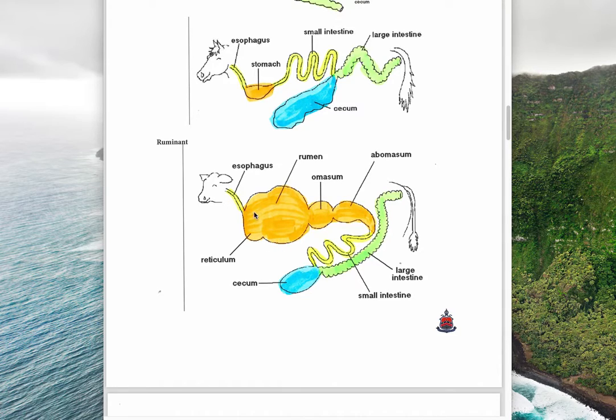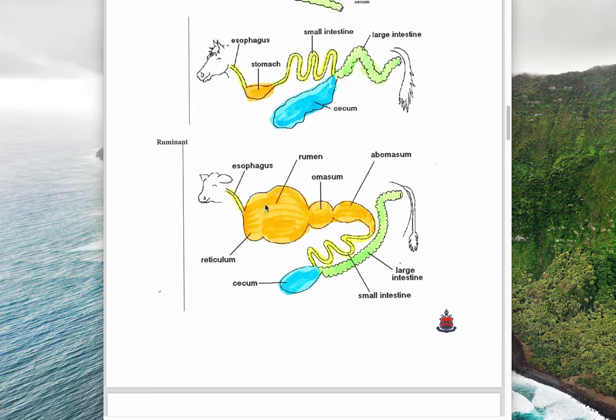So the first one that it comes to is the rumen, and the rumen is the largest. It can be up to 150 litres in cows, and you can imagine how big that is if you think about 2 or 3 litre milk bottles and multiply that by 50 or 75. It's very large. The reticulum is basically part of the rumen.